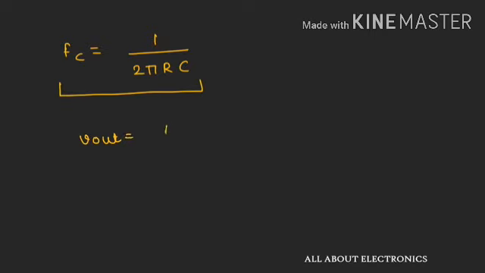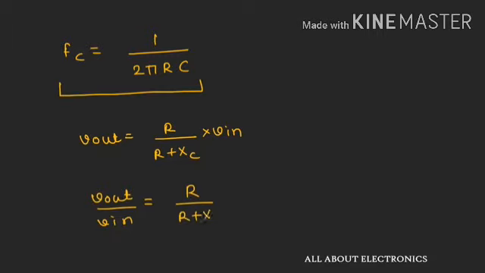So now this cutoff frequency Fc can be given by the equation Fc equals 1 divided by 2 pi RC, which is the same equation that we got for the low pass filter. So now let's derive this equation for the high pass filter. Again we can write Vout as R divided by R plus Xc into Vin, or we can say that Vout by Vin equals R divided by R plus Xc.